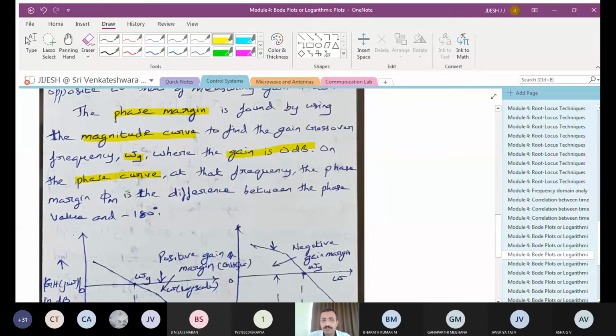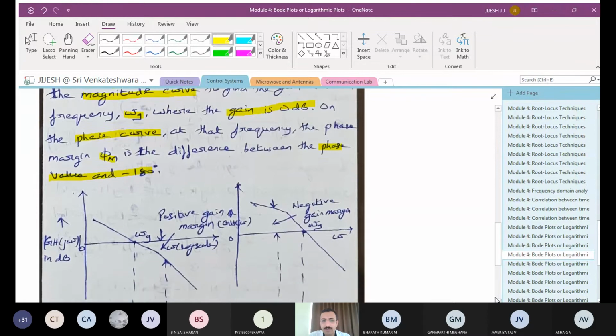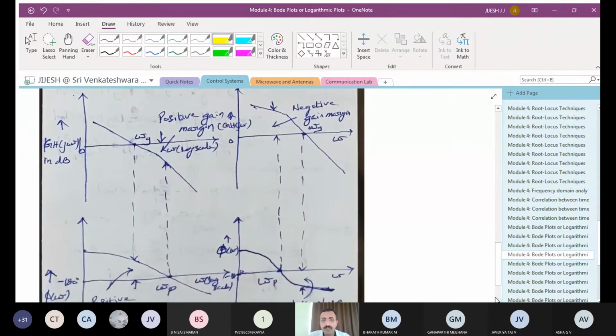At that frequency, the phase margin phi m is the difference between the phase value and 180 degrees. So let me just take you through this figure. It will be clear for you. This is what you have to understand.